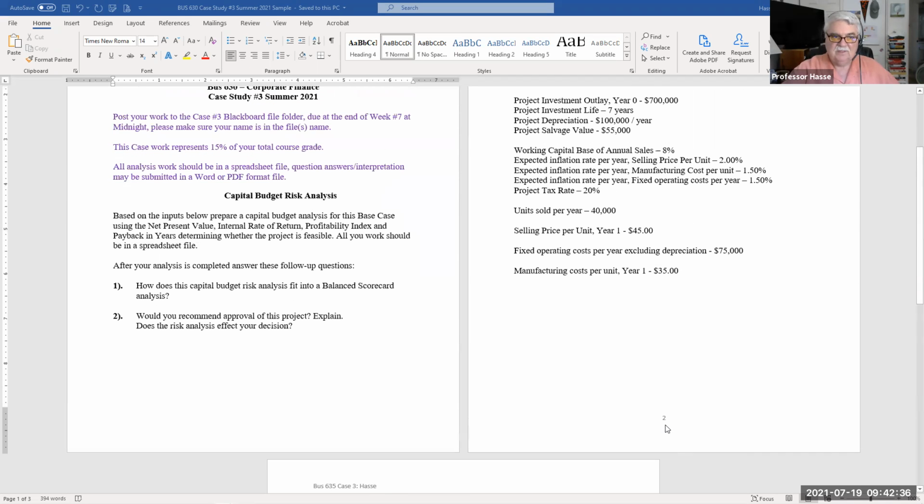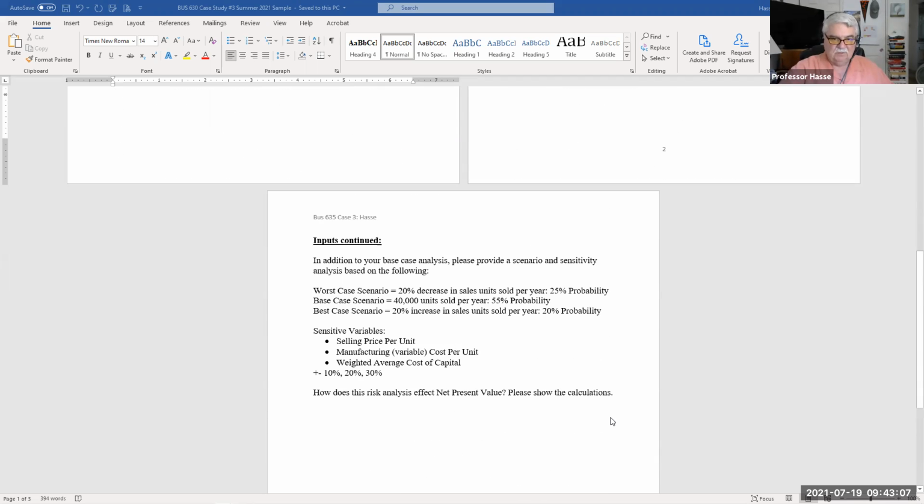The 3 questions you need to answer: how does this capital budget risk analysis fit into a balance scorecard analysis? Remember, the balance scorecard analysis was one of our articles that you read last week. It's almost like another way of doing a SWOT analysis, but it's called balance scorecard. Second question: would you recommend or approve of this project? Explain. Does the risk analysis affect your decision? And then the final question, how does the risk analysis affect net present value? Show your calculations in the sensitivity analysis.